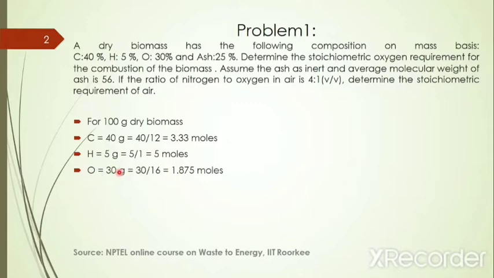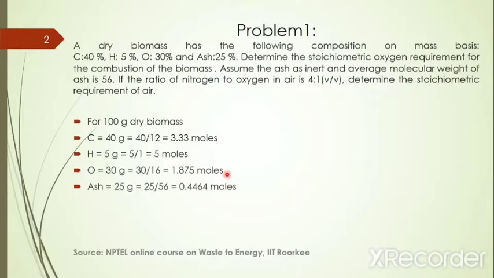Oxygen, we have 30 gram. So 30 divided by 16, the molecular mass of oxygen, is 1.875 moles. Please take care that here we have to take only the oxygen atom, not the oxygen molecule, because in the molecular formula it will be CHONS like that. So we don't have to take O2 here, because this is for finding the molecular formula of the biomass. That is why we have taken only 16. So 30 by 16 will be 1.875 moles.